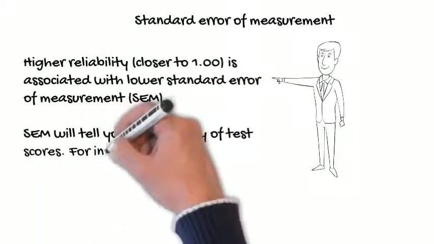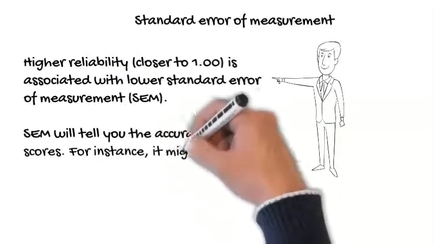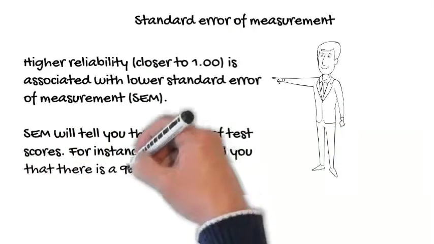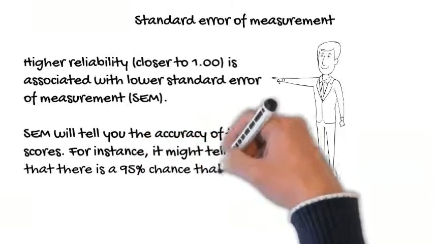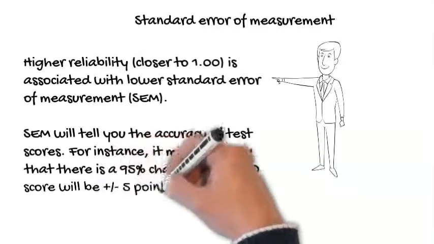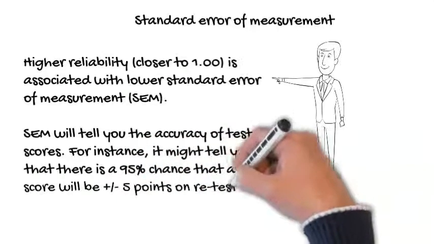For instance, it might tell you that there's a 95% chance that an IQ score will be plus or minus 5 points on retest. Thinking back to the bathroom scale, an accurate bathroom scale might weigh you plus or minus half a pound from your true weight.